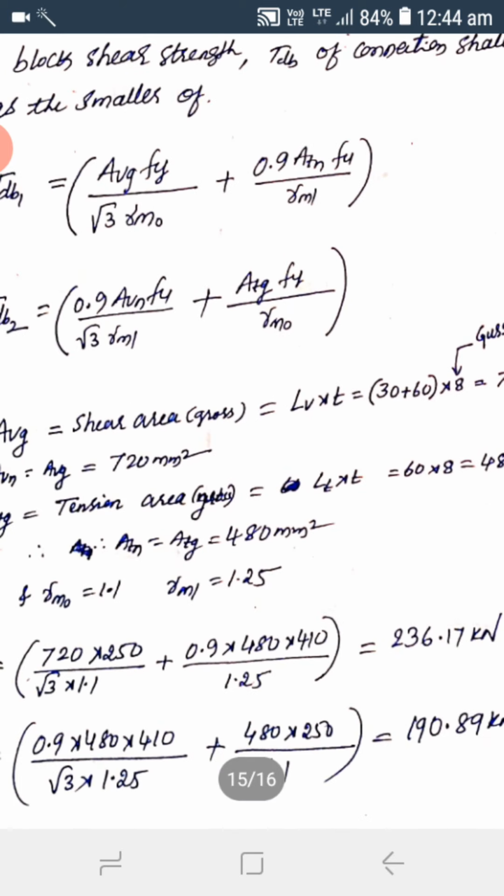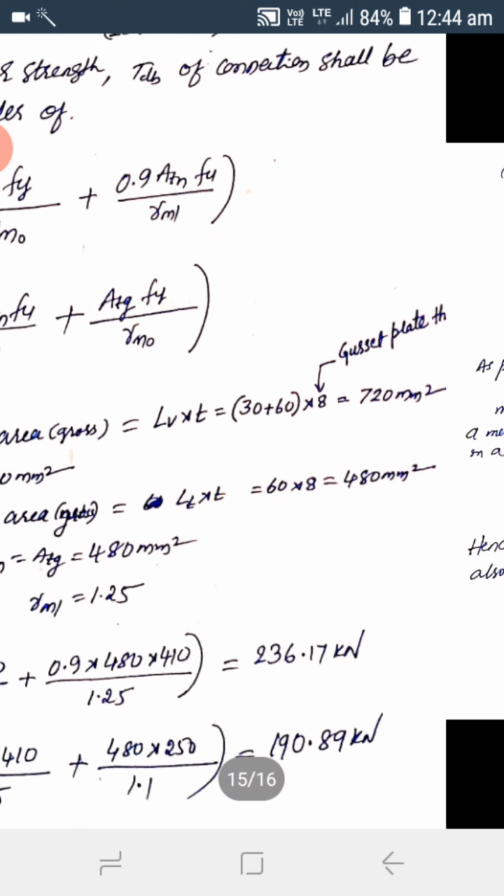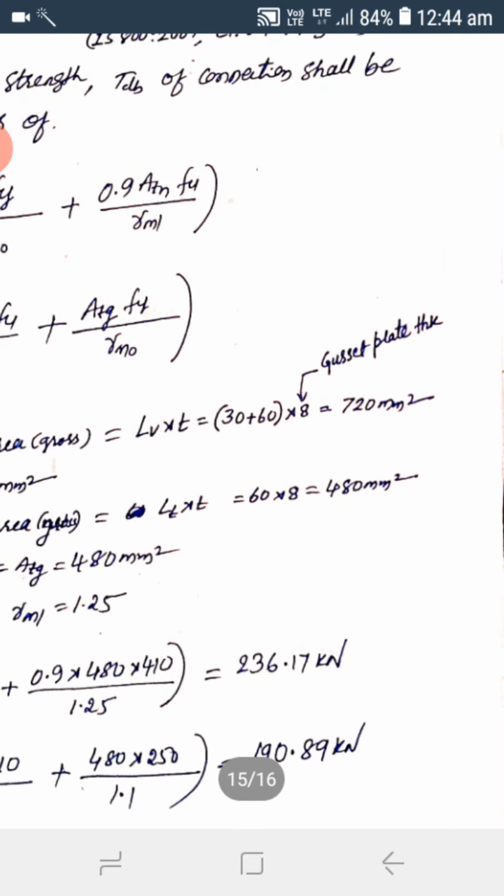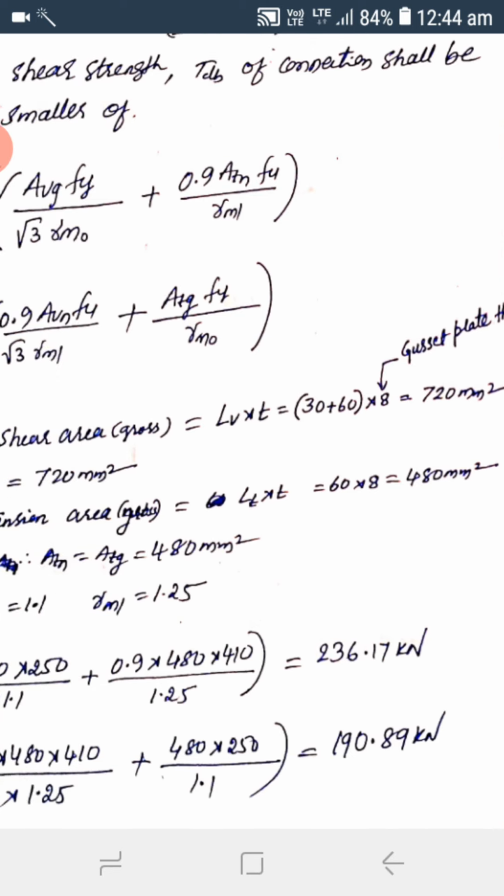Then you calculate the shear area, that is gross LV into T. So I have taken 30 plus 60 into T, and you have to multiply by the gusset plate thickness, not the angle thickness, because the angle is being connected to the gusset plate. So gusset plate thickness is to be taken here while calculating AVG and AVN.